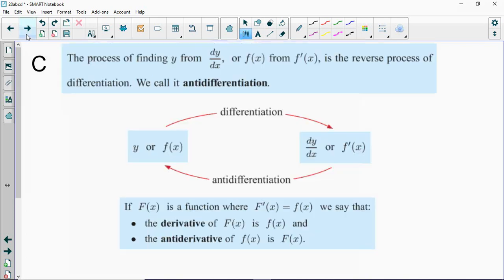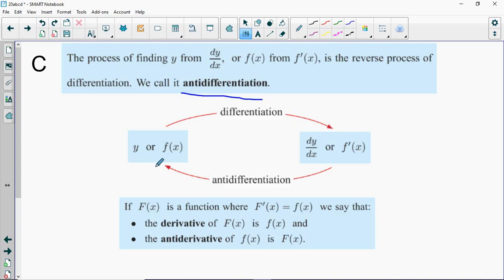Now things start to get interesting here in section C. Now we're discussing something called anti-differentiation, which, based on the name of it, you may predict is the reverse of differentiation. So we know that we can go from y or f of x and get dy dx or f prime by differentiating. Well, we can move back by anti-differentiating.